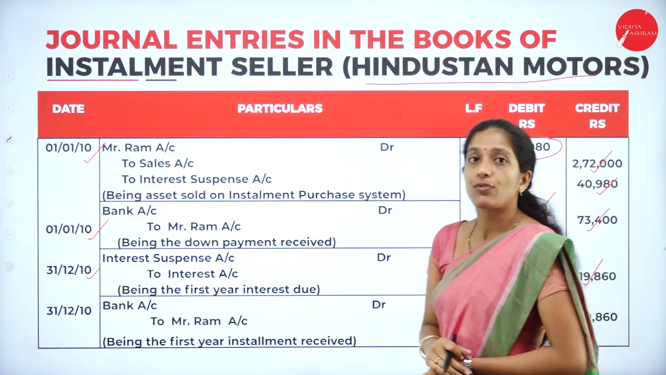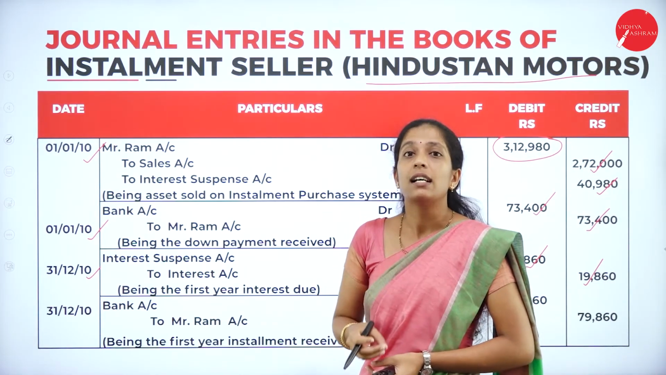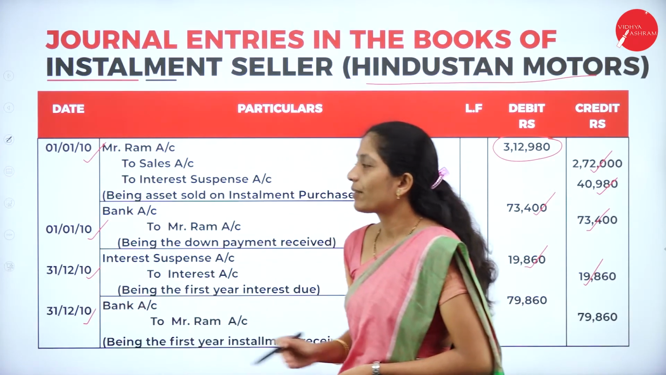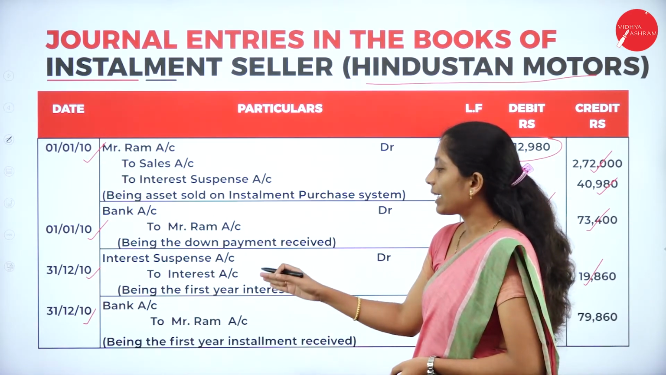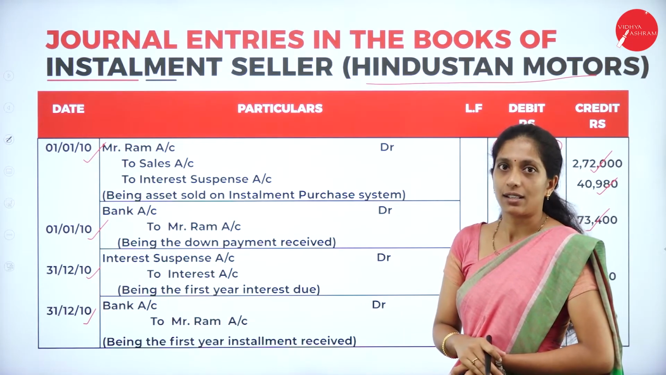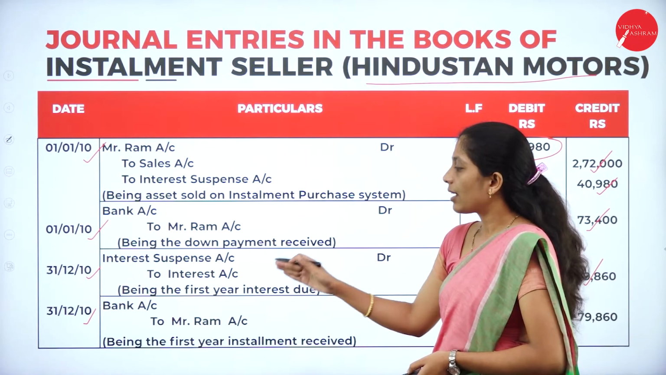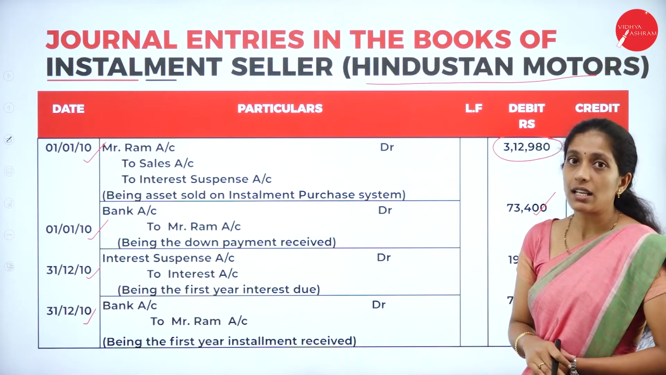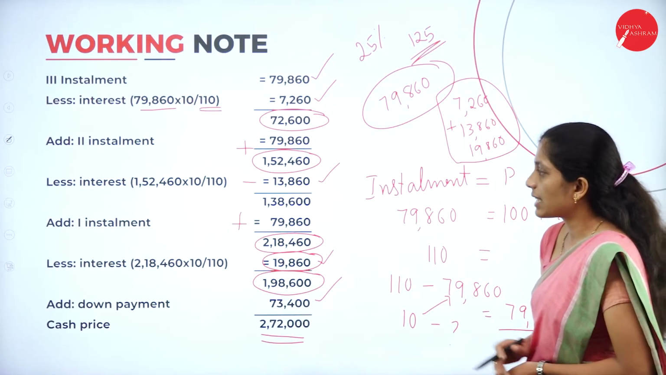And the next entry is for what? Receiving the installment amount, that is the first year installment amount. 31/12/2010, bank account debit to Mr. Ram account, that is the installment purchaser, being the first year installment received. Now what is the first year installment?